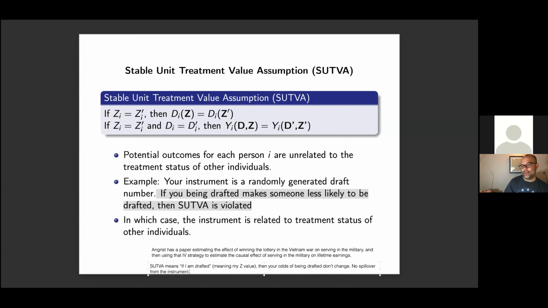I can't change your odds of serving in the military just because I got a high draft number. Now that could happen in some other situation, right? But I'm just giving an example here where in the United States, it wouldn't have mattered.